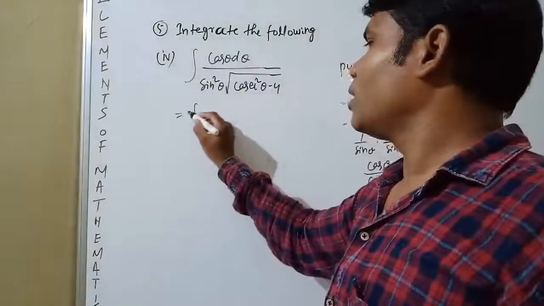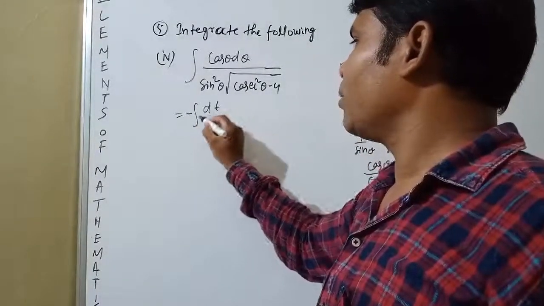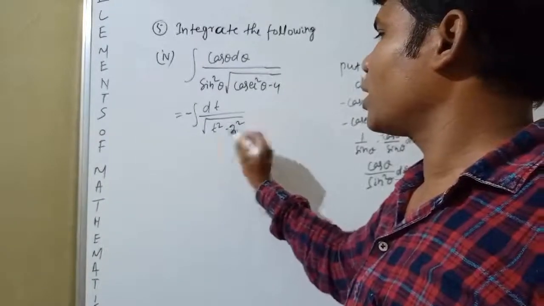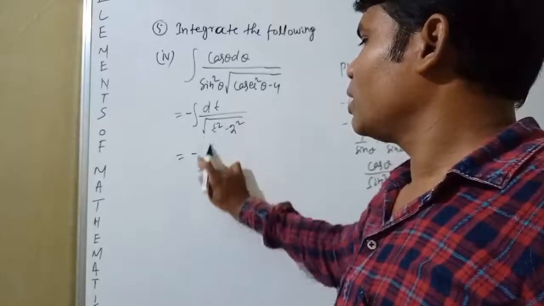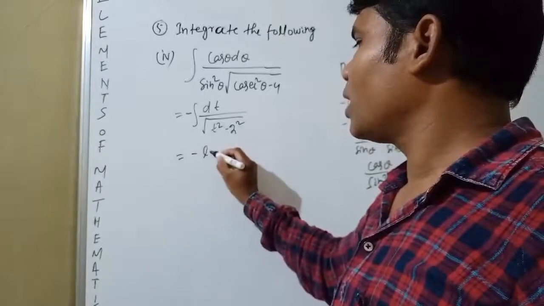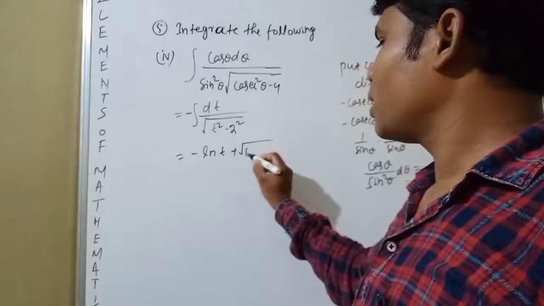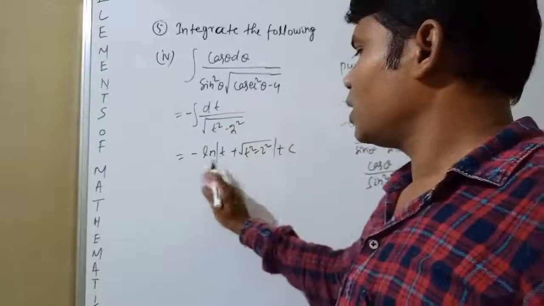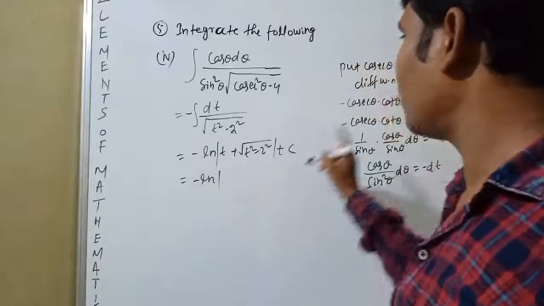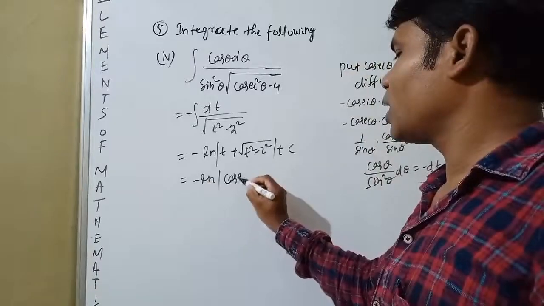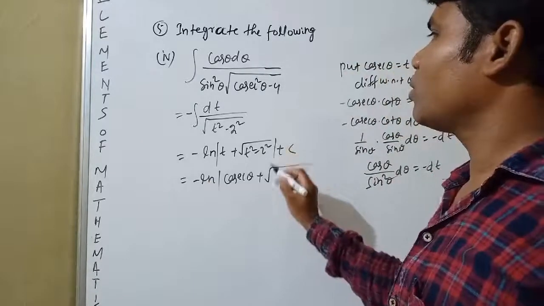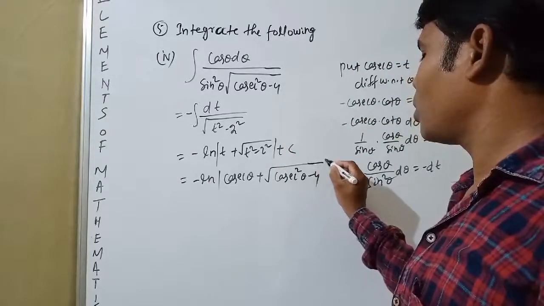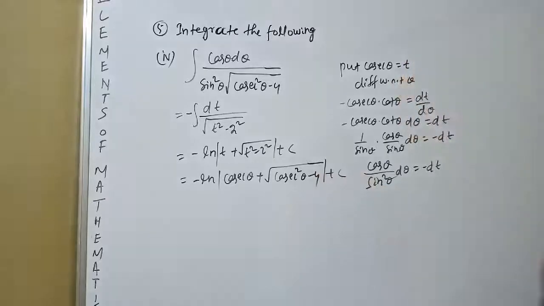You write here, keep minus outside, dt by root over t square, 4 means 2 square. Okay, is equal to minus, here apply formula, ln t plus root over t square minus 2 square plus c, is equal to minus ln, t is equal to how much you have taken, cosec theta plus root over t square minus 2 square, that is cosec square theta minus 4, plus c. Pause the video, note it down.